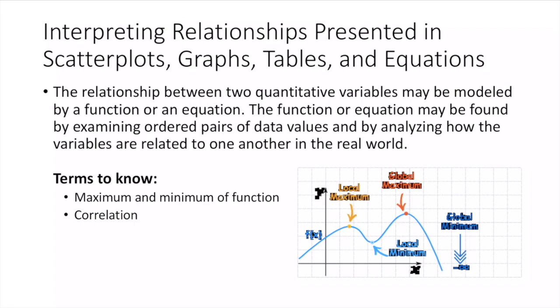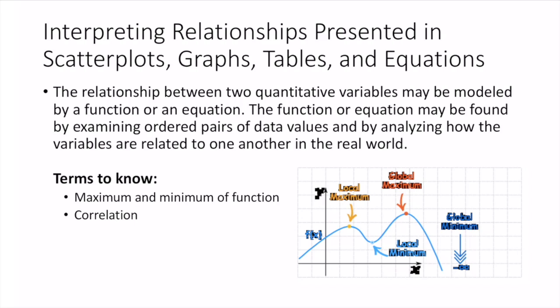So, interpreting relationships presented in scatterplots, graphs, tables, and equations. Terms to know here will be maximum and minimum of a function and what they mean, and then a correlation between two values. So first, just looking at this picture real quick.